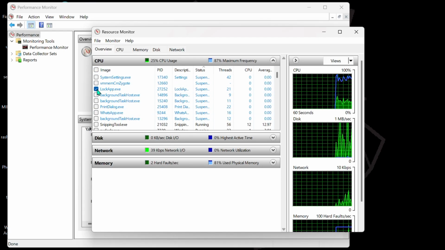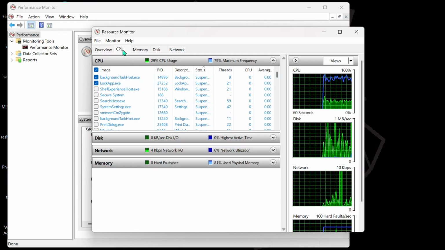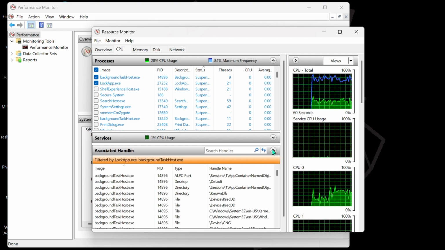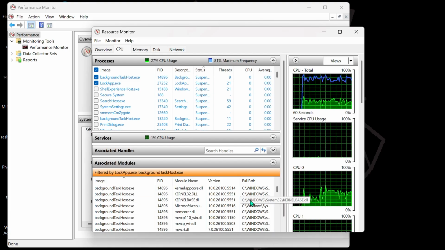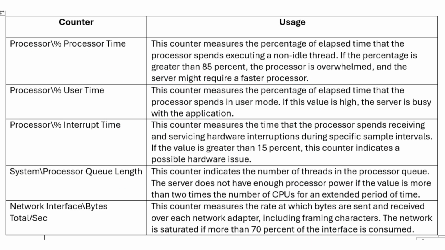Processor, % user time. This counter measures the percentage of elapsed time that the processor spends in user mode. If this value is high, the server is busy with the application. Processor, % interrupt time. This counter measures the time that the processor spends receiving and servicing hardware interruptions during specific sample intervals. If the value is greater than 15%, this counter indicates a possible hardware issue.